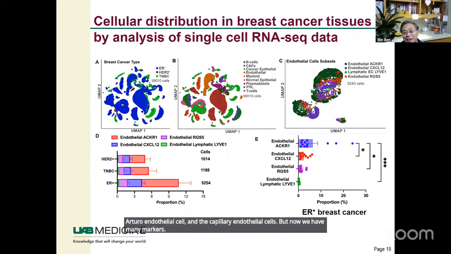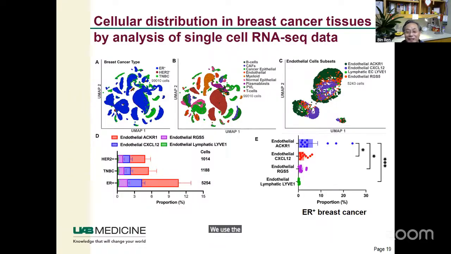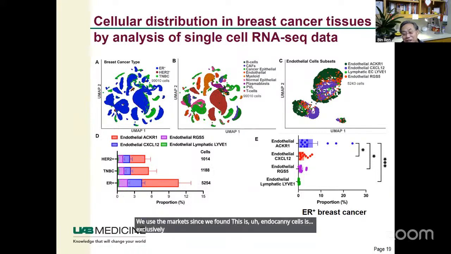We use the markers since we found this endothelial ACKR1 subtype is exclusively in the breast cancer. I checked brain tissues or other tissues. I didn't find this subtype.